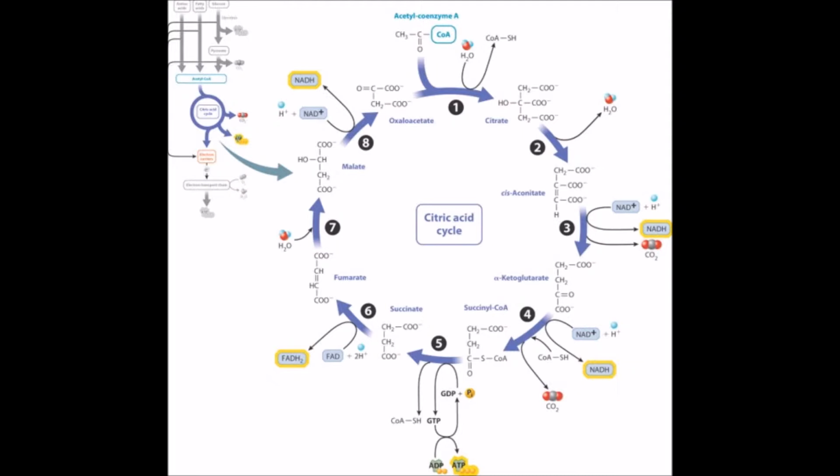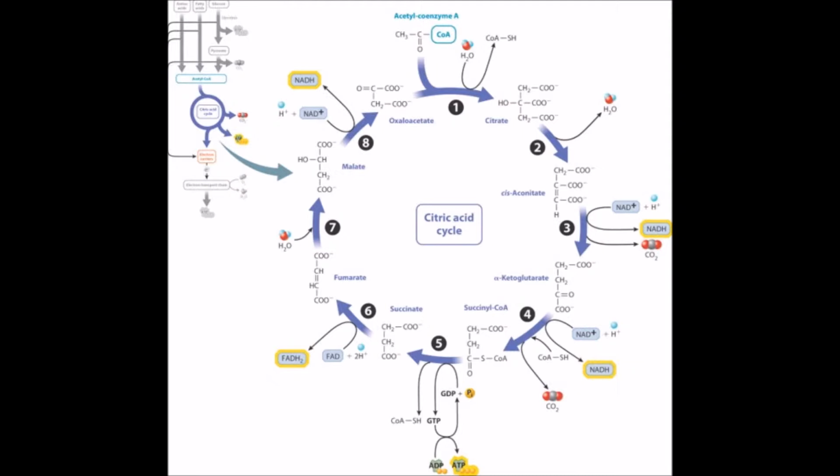From there, malate is produced. Malate completes the cycle and becomes oxaloacetate, meanwhile producing the final NADH in the process. The last reaction of the cycle regenerates oxaloacetate, allowing the cycle to continue.